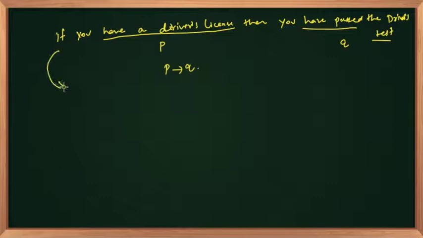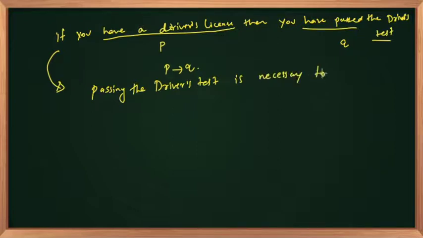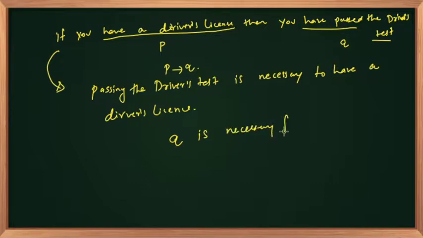Now, we can even rewrite this sentence as passing the driver's test is necessary to have a driver's license. Right, this is right. So I just rewrote this sentence with necessary. It says passing the driver's test is necessary to have a driver's license. Now if you see, passing the driver's test is Q, so what I am saying is Q is necessary for P, right? And we know that these two sentences are the same. That means Q is necessary for P should be equal to P implies Q.